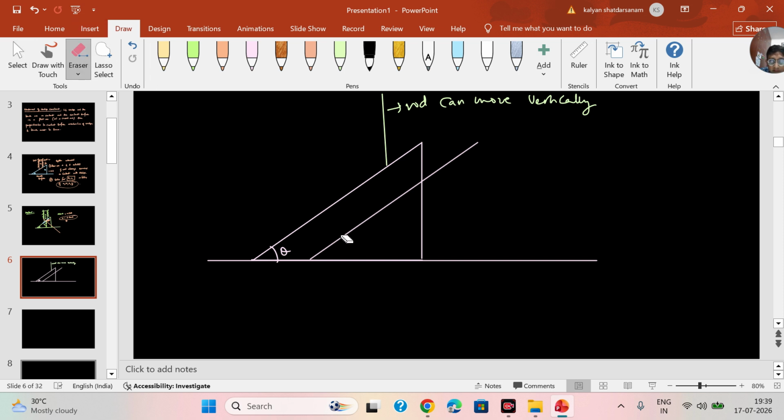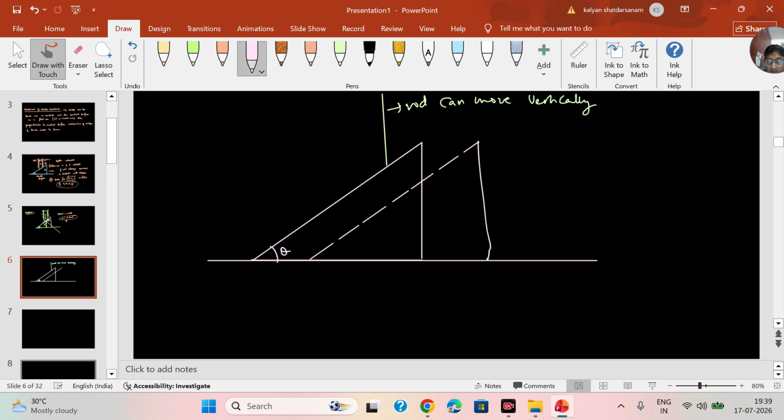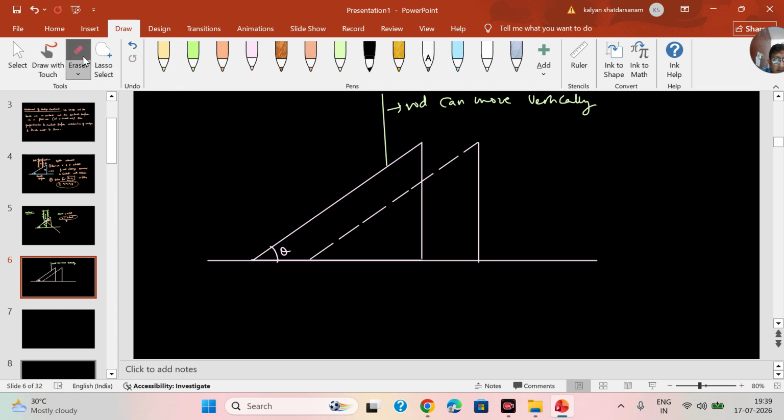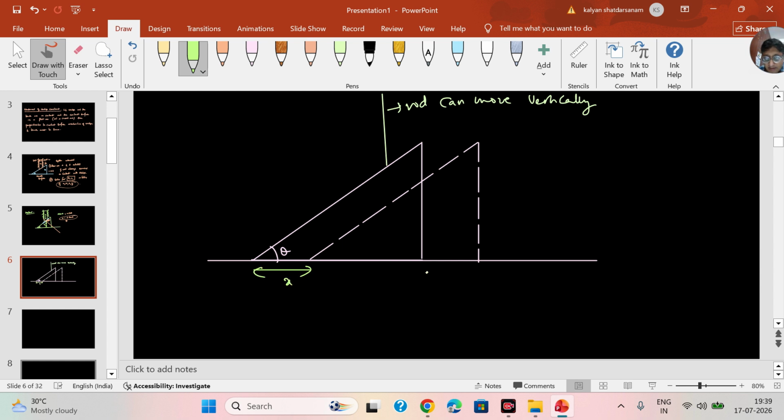Let me, I'll just put a dotted line like that. Then, okay, this also I'll put a dotted line. So you see the wedge, let us say it has moved by a distance x. The wedge has moved to the right by a distance x.